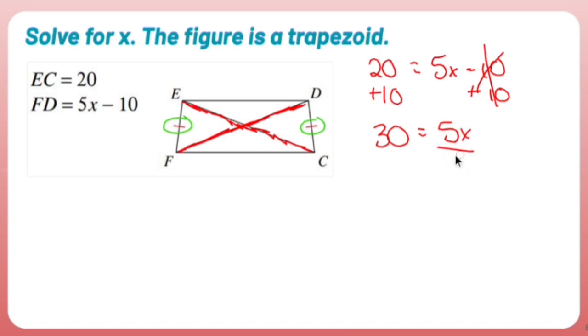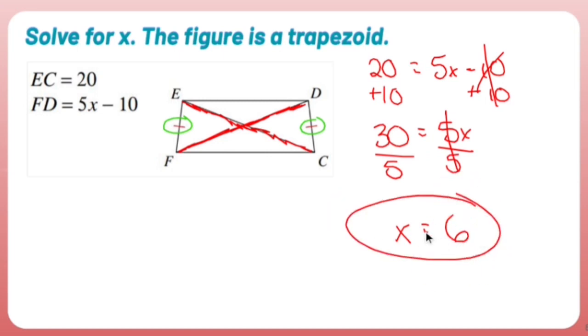In order to get x all by itself, we divide everything by 5. And let's flip it around. I like my x on the left. 30 divided by 5 is 6. So x equals 6. And if I wanted to check my work, I could do 5 times 6 is 30, and 30 minus 10 is 20, just like EC already is.